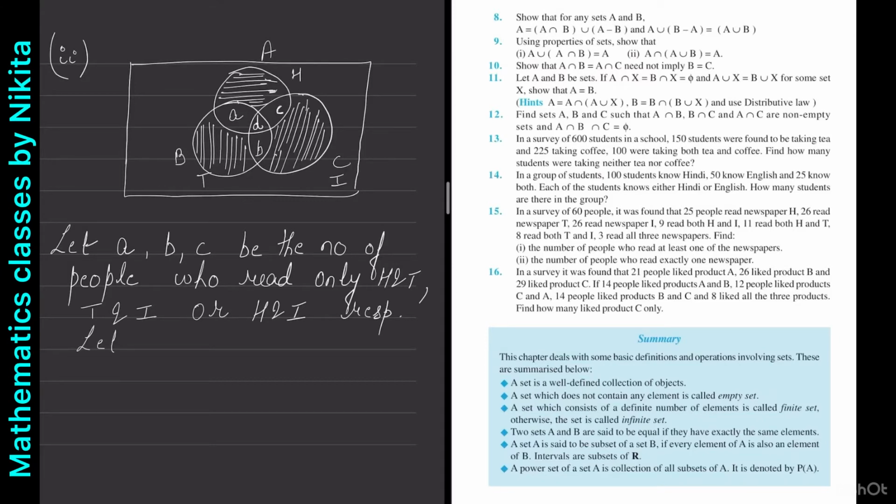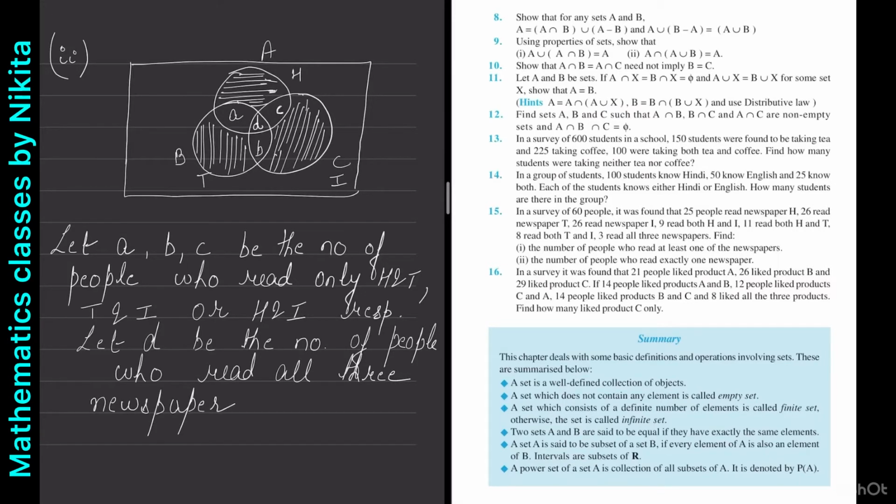And let small d be the number of people who read all three newspapers. So what you have to find first of all? So you have to find n of A union B union C minus. तो इसमें से हमें क्या माइनस करना है? A plus B plus C plus D. हमें ये नंबर्स माइनस करने हैं.